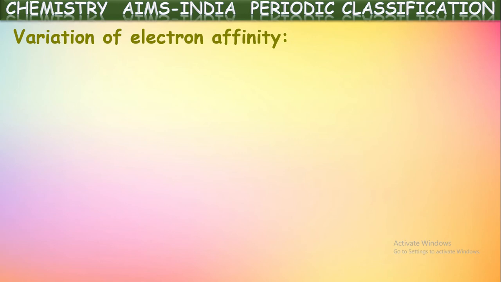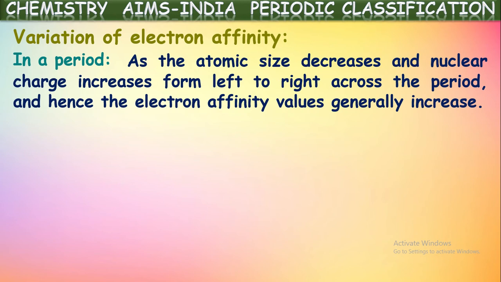Variation of this electron affinity in the groups and periods. First let us see in a period. As atomic size decreases and nuclear charge increases from left to right in the period, electron affinity values generally increase. Yes, as the size decreases and nuclear charge increases, the tendency of attracting or taking an electron into it will increase because the nuclear charge will be much greater as size decreases.